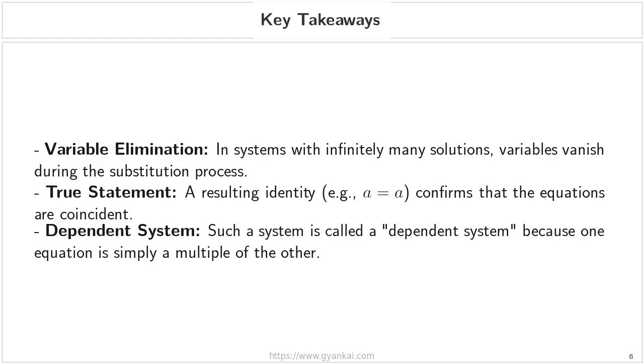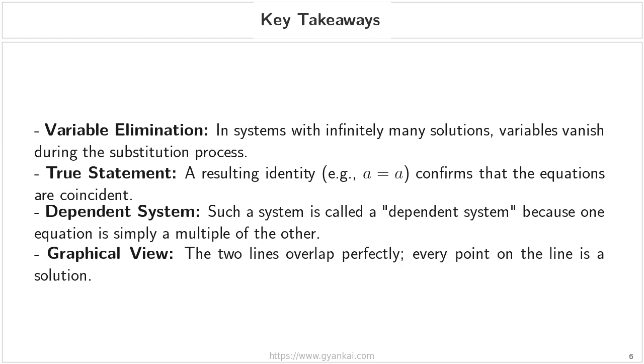Finally, let's visualize the graphical view. If you were to plot these two equations on a coordinate plane, you wouldn't see two distinct lines crossing at a single point. Instead, the two lines overlap perfectly, sitting right on top of each other. Because they are the same line, every single point located on that line serves as a solution to the system. Before we wrap up, I want to highlight a few common pitfalls to avoid, as these are areas where many students lose marks in exams.